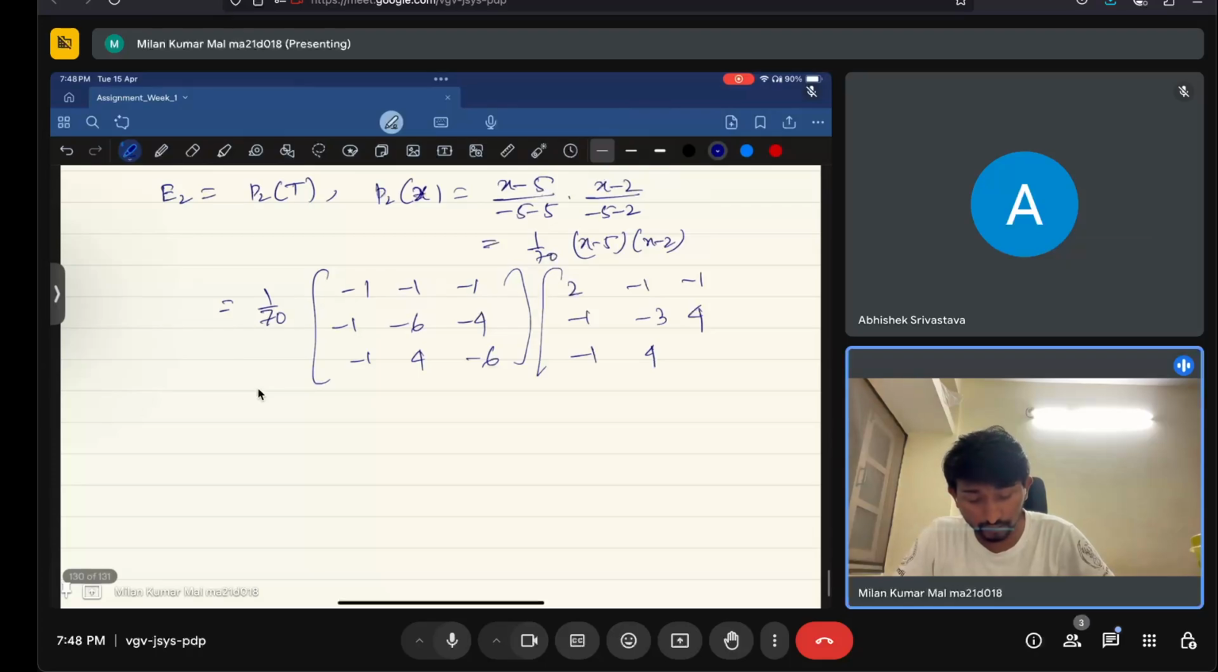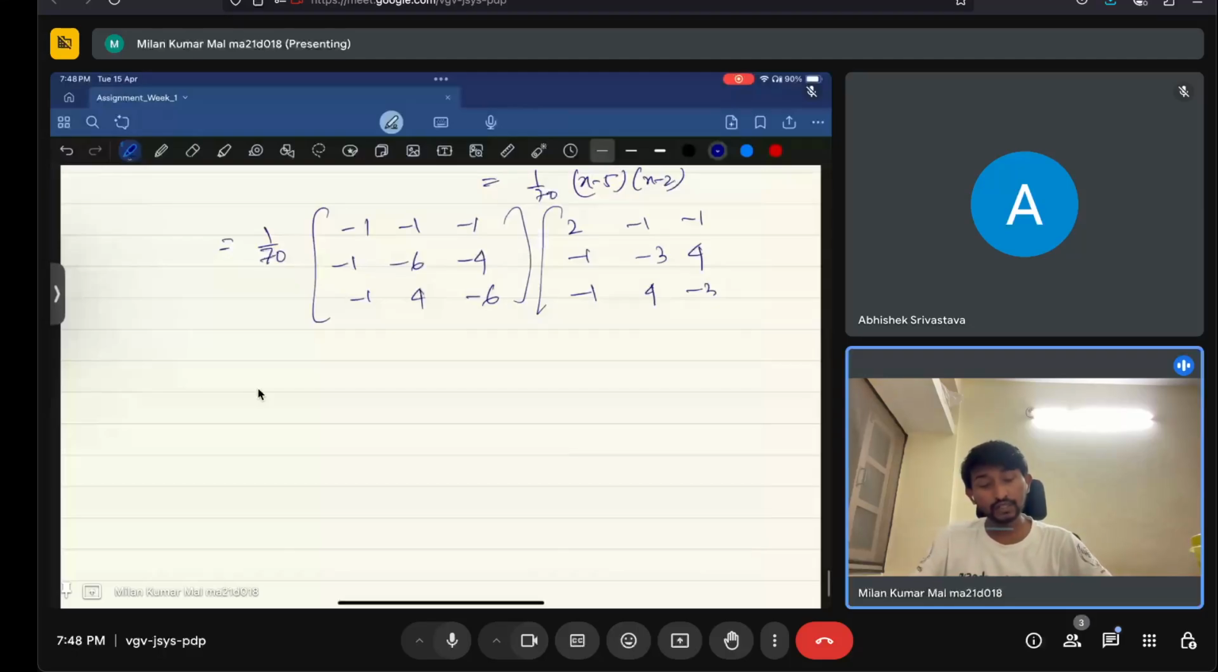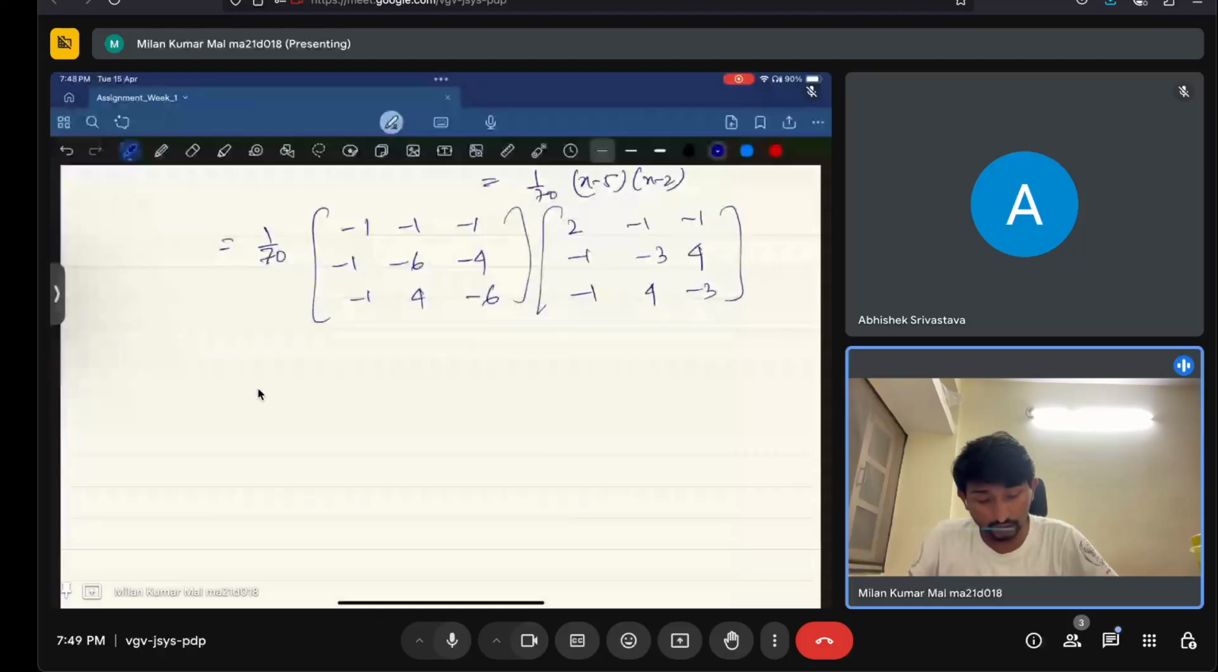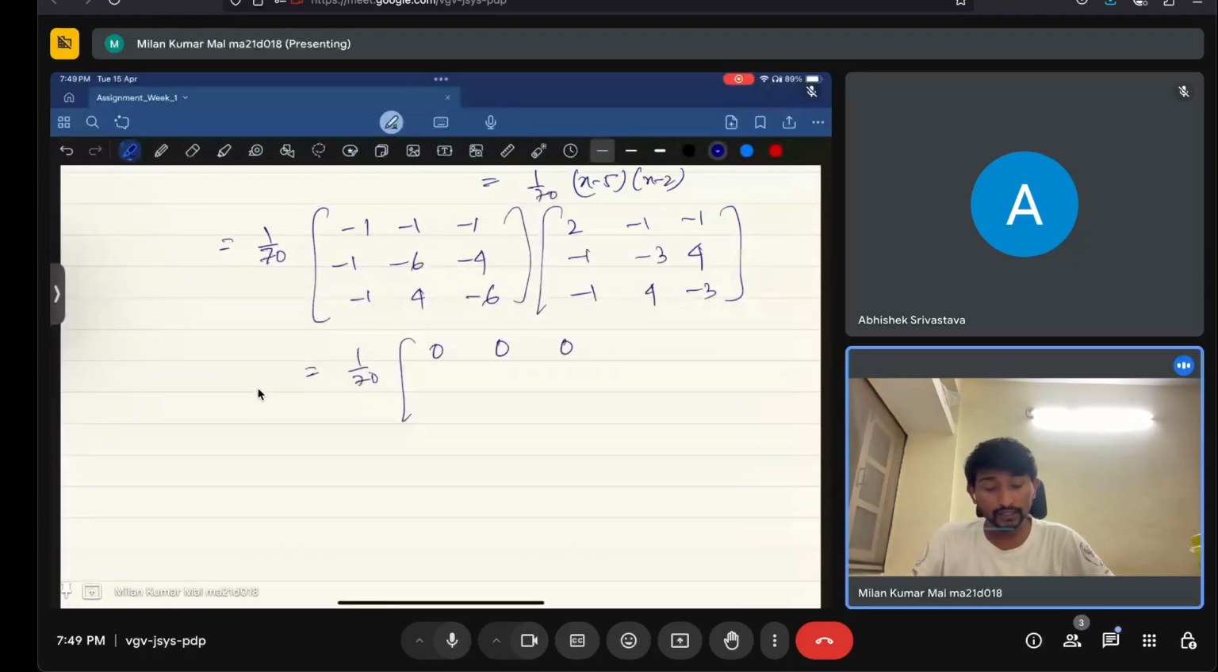So if I multiply it, what will it be? First one will be minus 2 plus 1, that is 0. Second term is 1 plus 3, 4 minus 4, 0. Third term is 1 minus 4 plus 3, that is again 0. 1 minus 4 plus 3, that is again 0. Okay, next one is minus 1 minus 2 plus 6 plus 4, minus 2 plus 6 plus 4. So that is 8.